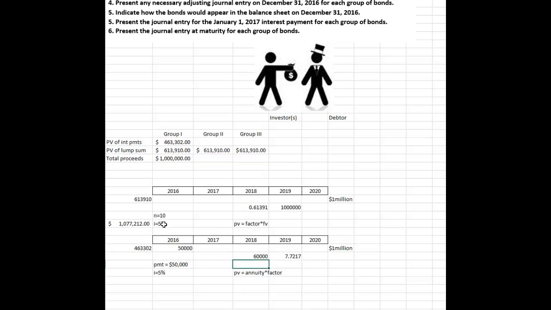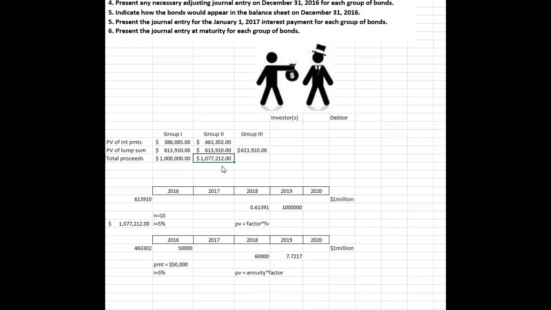So hold on, these values are changing. So the present value of the interest payments for the second group of bonds is 463,302, and I went through the same logic that we had in the first grouping of the bonds. So my Group 2 present value of interest payments is 463,302. So now, just take a second and notice what happened here. The second group of investors that bought these bonds is willing to give the debtor more than the $1 million they're seeking on the face value of the bond.